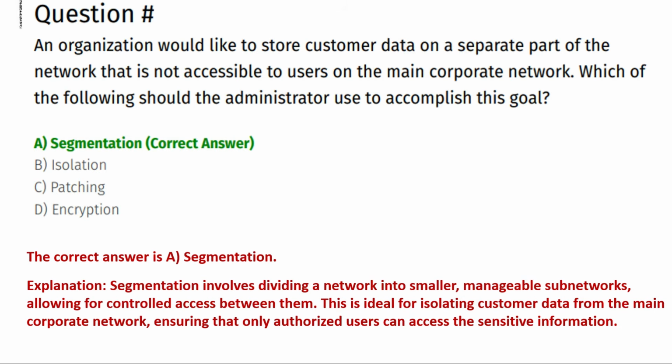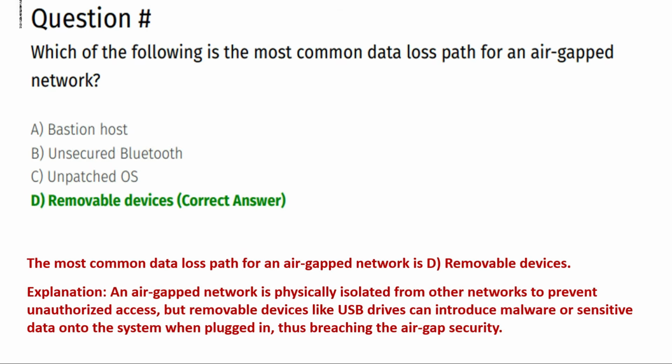So let's check the explanation. Segmentation involves dividing a network into smaller, manageable subnetworks, allowing for control access between them. This is ideal for isolating customer data from the main corporate network, ensuring that only authorized users can access the sensitive information. So that's why the correct answer for this question is option A, segmentation. So let's move to the next question.